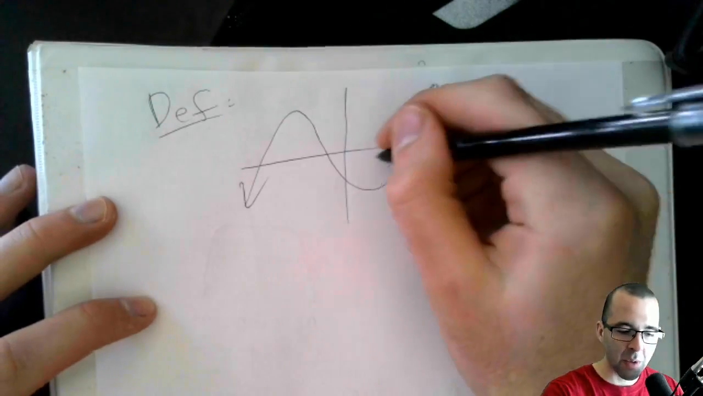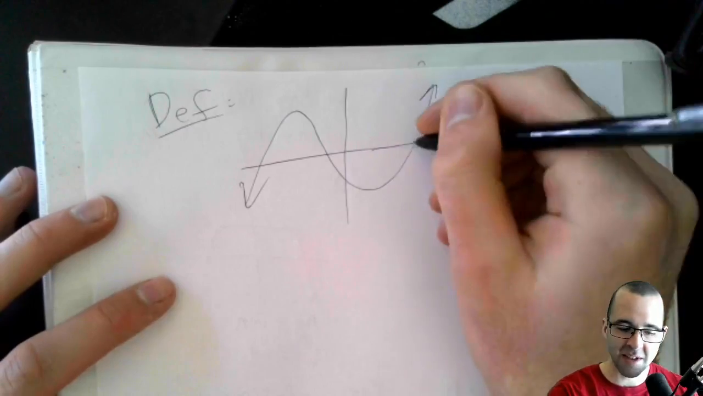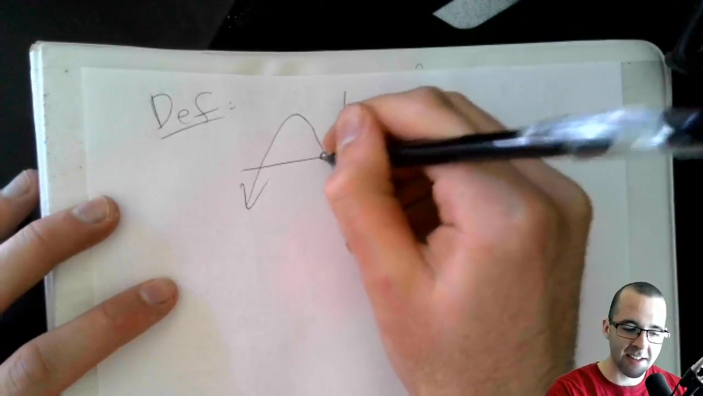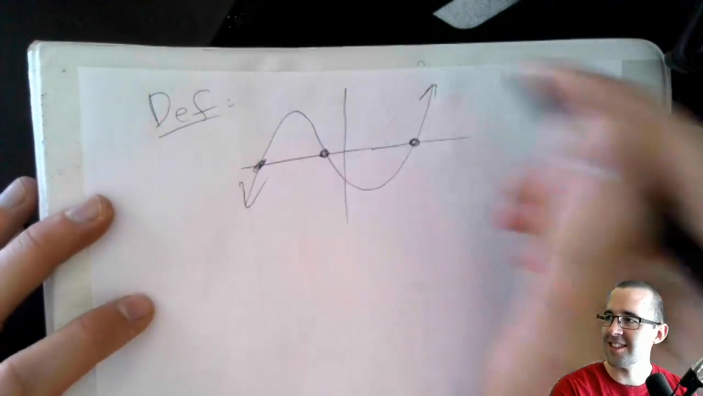So we already talked about a few things for these polynomials, right? Like these things. We know what these are. These are zeros.